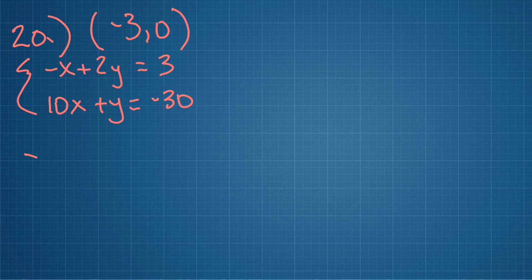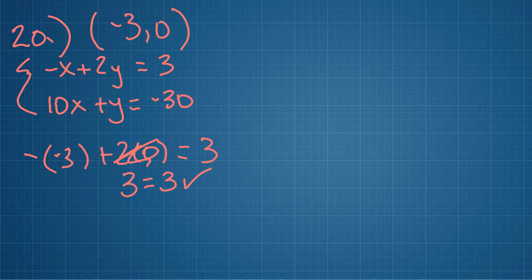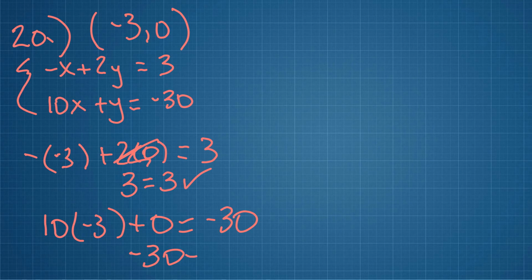Alright, number 20, I'm going to plug in -3 and 0. So I say the opposite of blank space plus 2 times blank space, that's supposed to equal 3. So I say the opposite of -3 plus 2 times 0, does that equal 3? Well, that's gone, so I get, does 3 equal 3? It's true. Now I have to check the second one. 10 times -3 plus 0, does that equal -30? Well, 10 times -3 is -30, -30 plus 0 is -30, and -30 does equal -30.